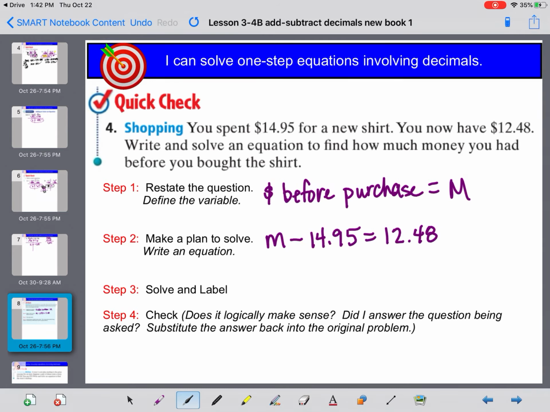You spent $14.95 for a new shirt. You now have $12.48. Write and solve an equation to find out how much money you had before you bought the shirt. So my variable represents the money before I bought the shirt. My money before minus the $14.95 equals $12.48.